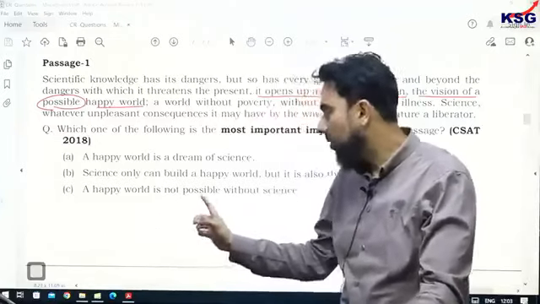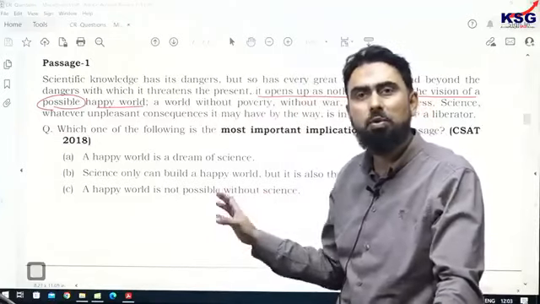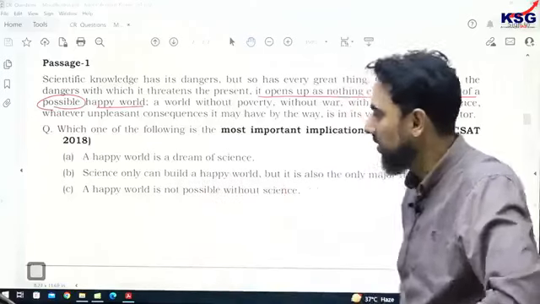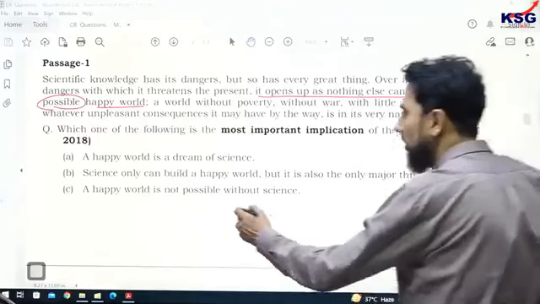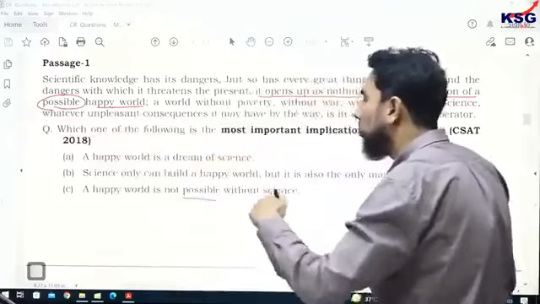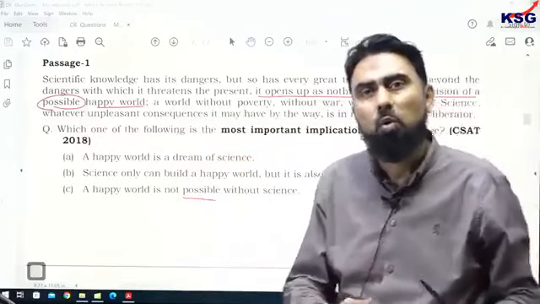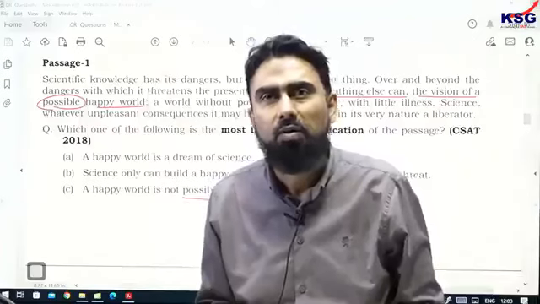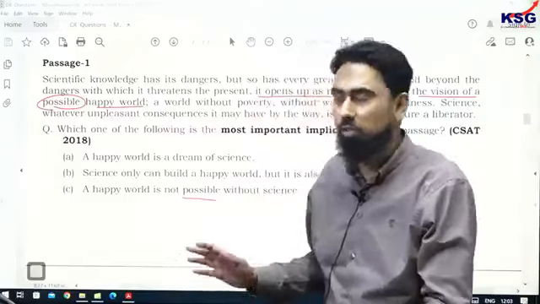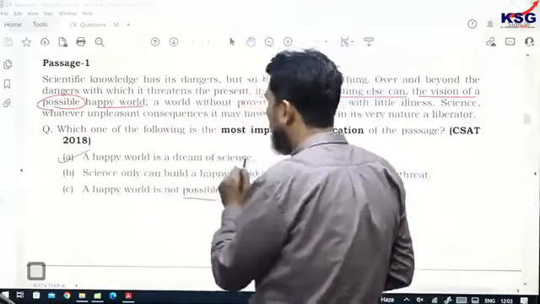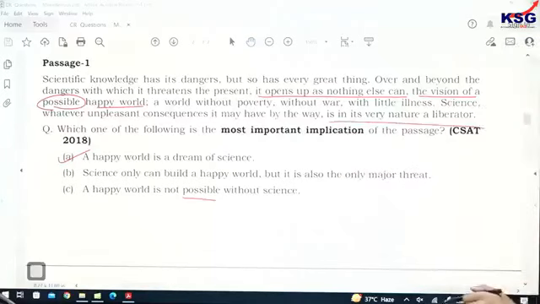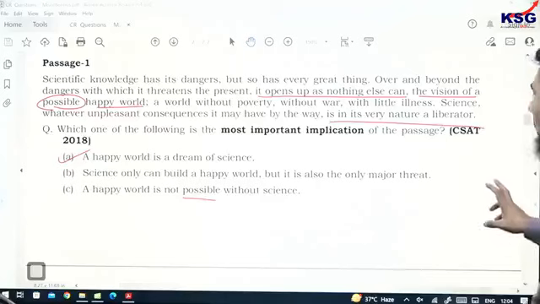And it only opens up the vision, right? Whereas the C statement says a happy world is not possible without science. So we don't have this data for this option, because it becomes very certain. Here the word possible is used in a different perspective. The word possible is talking about that it opens up the vision of a possible happy world, right? That is possible in future. However, a happy world is not possible without science, we don't have this data. So option A, happy world is dream of science. It comes from that the very nature of science is that it liberates humankind. So option A was the correct answer.